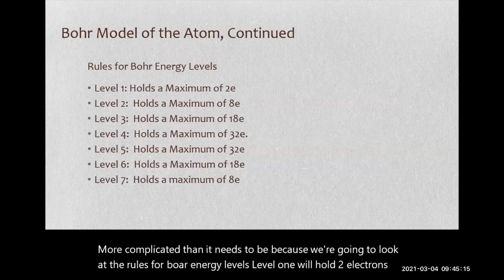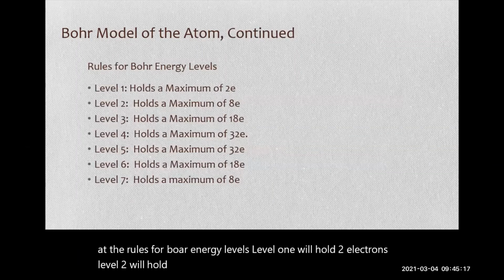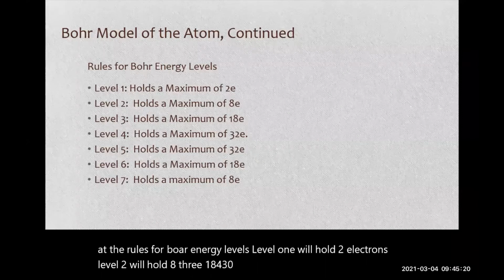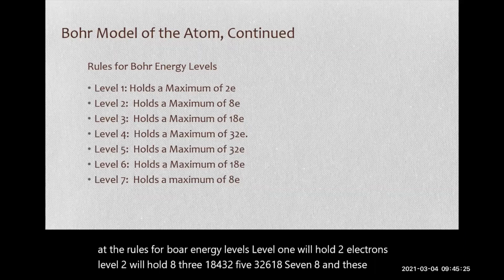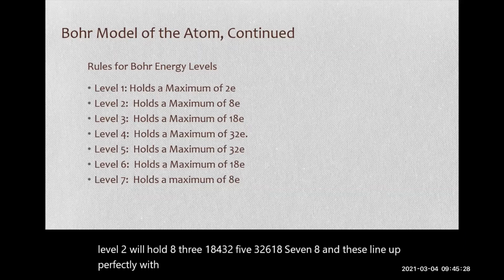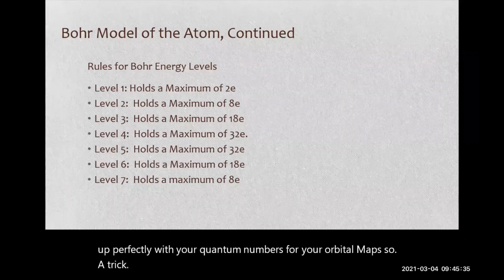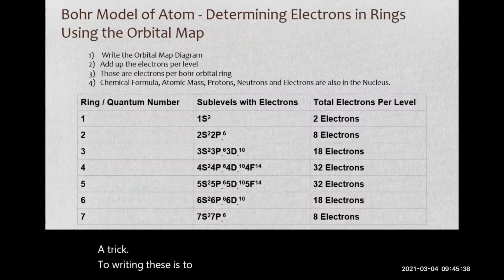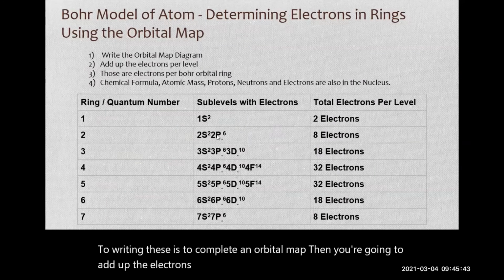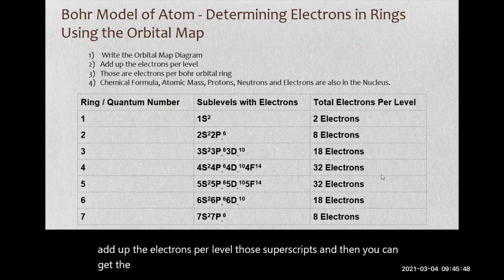Level 2 will hold 8, level 3 holds 18, level 4 holds 32, level 5 holds 32, level 6 holds 18, level 7 holds 8. And these line up perfectly with your quantum numbers for your orbital maps. So a trick to writing these is to complete an orbital map. Then you're going to add up the electrons per level, those superscripts, and then you can get the total electrons per level. And then you know how many are in each ring.